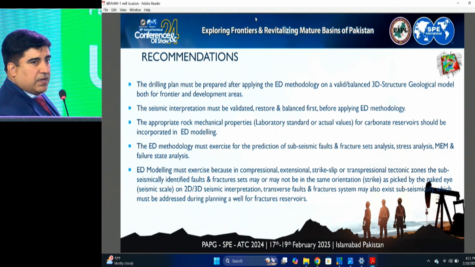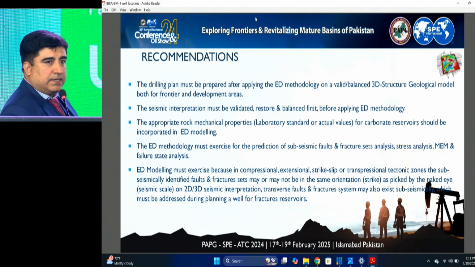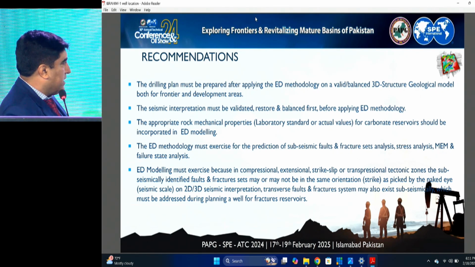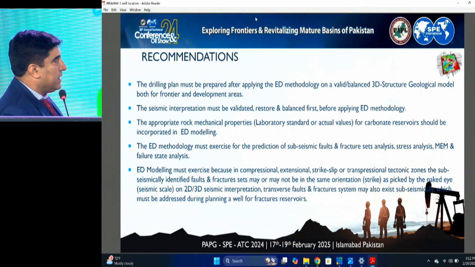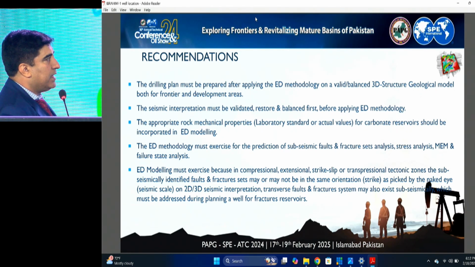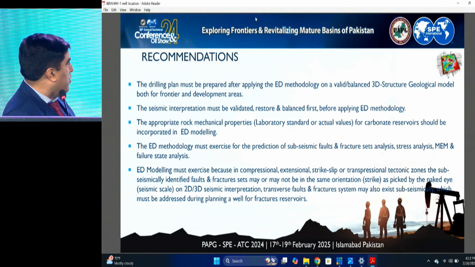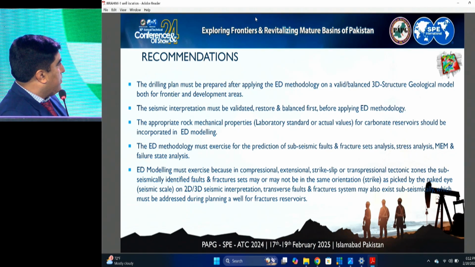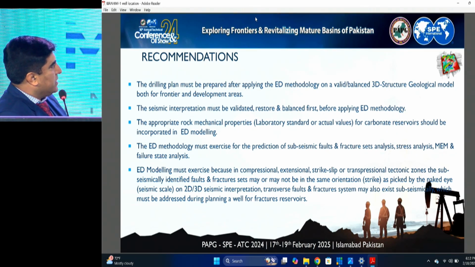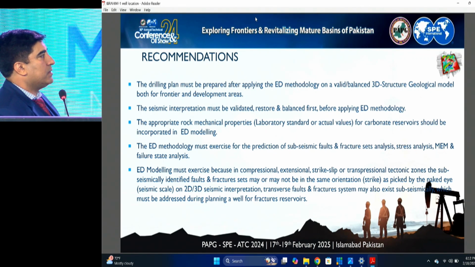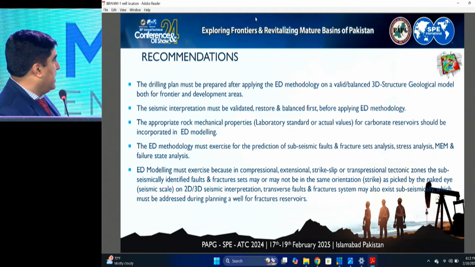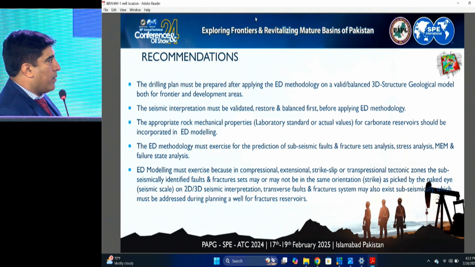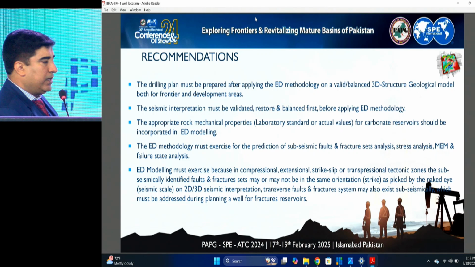My recommendation on the basis of this study is that the drilling plan must be prepared after applying the ED methodology on a well-balanced 3D structural geological model, both for frontier and development areas. The seismic interpretation must be validated, restored, and balanced first before applying ED methodology. The appropriate rock mechanical properties, laboratory standard or actual values for carbonate reservoirs, should be incorporated in ED modeling.